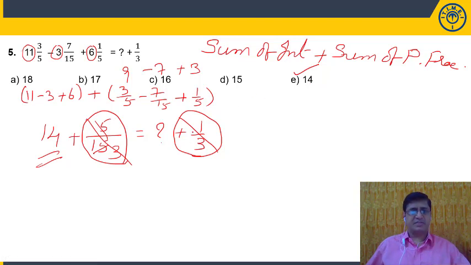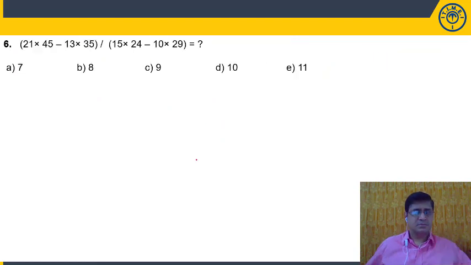Sum of proper fractions. This is the logic. Now look at the next question on your screen. Yes, my dear students, please try this example. (21 × 45 − 13 × 35) divided by (15 × 24 − 10 × 29). Of course, we need to apply the BODMAS rule.